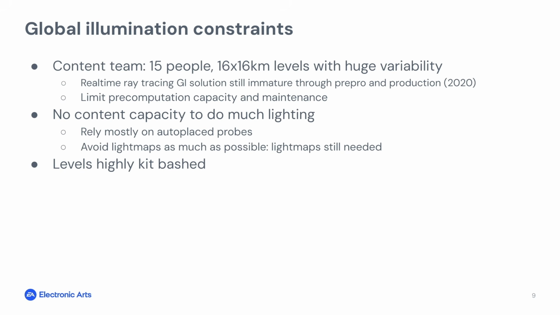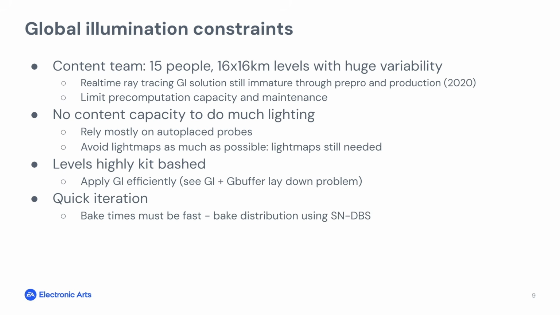And another interesting property of BioWare games is that all the levels are very highly kit-bashed. So that means that GI needs to be applied efficiently. If you use light maps in an extremely highly kit-bashed system, you're going to end up with a lot of instances. That means a lot of charts and reduced pixel density per instance, which cannot be a good thing sometimes.